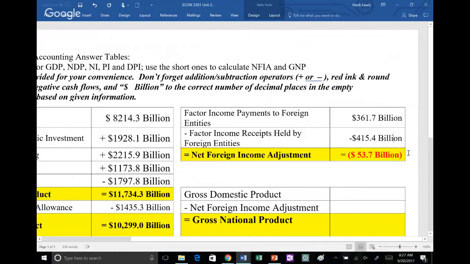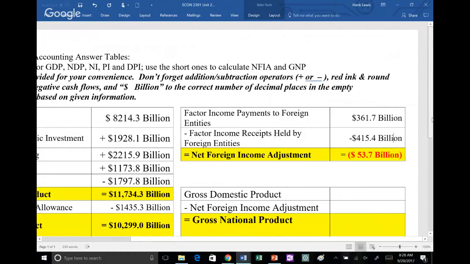But the thing is, since we have a negative difference between the two of them, you have to have red round parentheses on the outside and no minus sign. The minus sign does not denote negativity when you work with money. The minus sign merely means subtraction when you work with money. When you have a negative value when it comes to money, and I mean only money, only currency, red ink round parentheses is how you do it. So this red ink round parentheses, $53.7 billion, means it's a negative $53.7 billion.